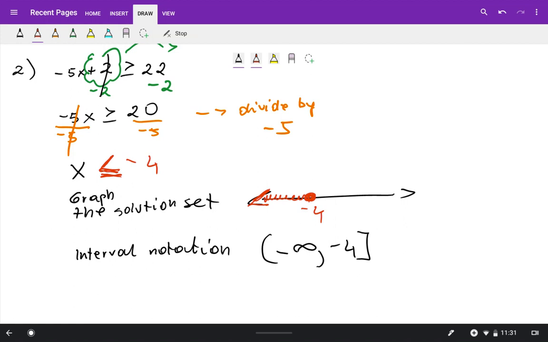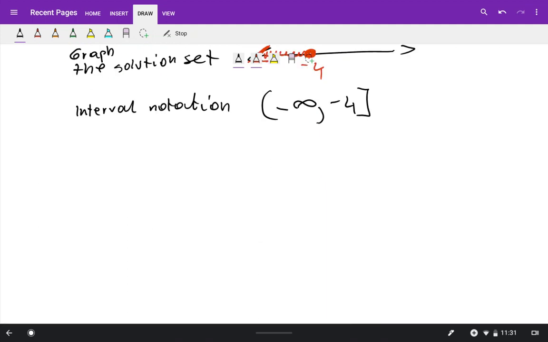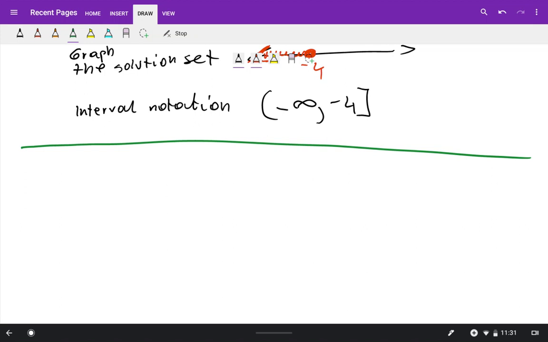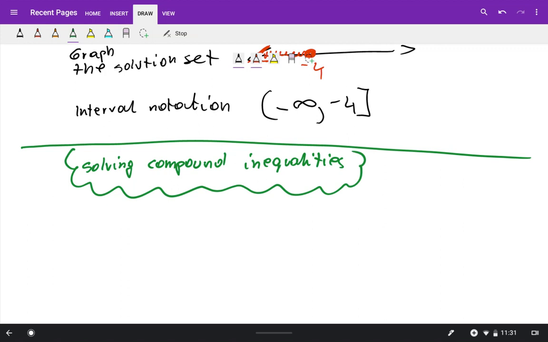Next, we're going to solve compound inequalities. Compound inequalities are the ones which have two inequalities put together. So let's do an example.